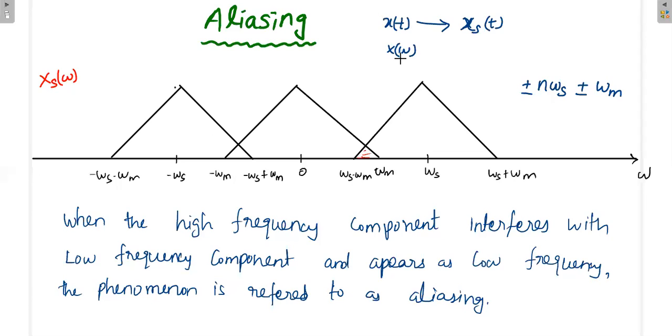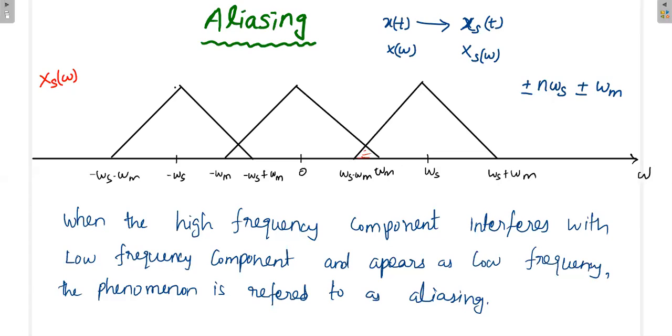Spectrum. X of omega is the spectrum of the original signal x of t, where Xs of omega is the spectrum of the sampled signal. We know that x of t may be an aperiodic signal, and again the spectrum is X of omega. We know that whenever we have a discrete signal in one domain, then definitely it will be periodic in the other domain.